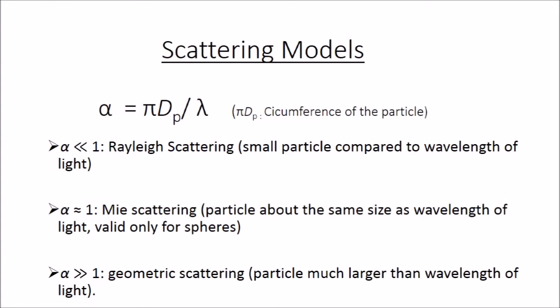Models of light scattering can be divided into three domains based on a dimensionless size parameter alpha, which is defined as given in the formula. Based on the value of alpha, these domains are alpha much less than 1, which is called Rayleigh scattering, alpha equal to 1, called Mie scattering, and alpha much greater than 1, called geometric scattering.